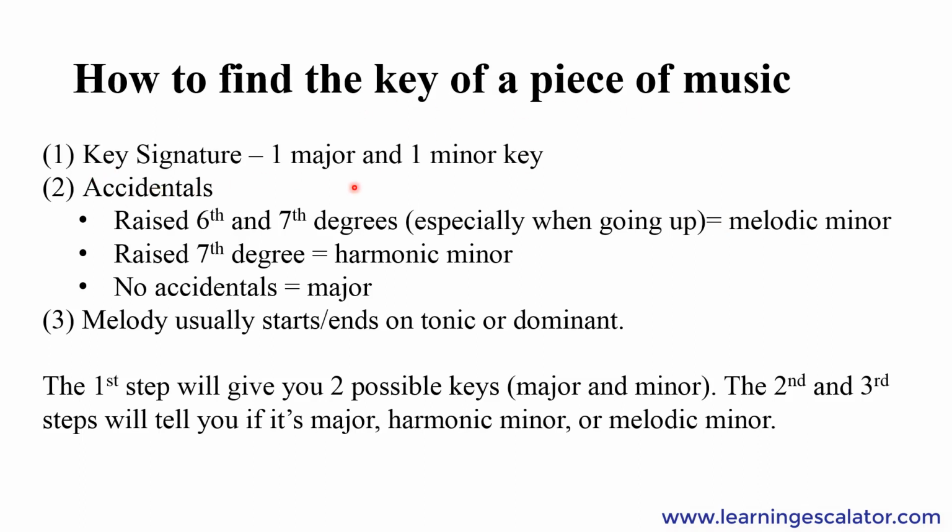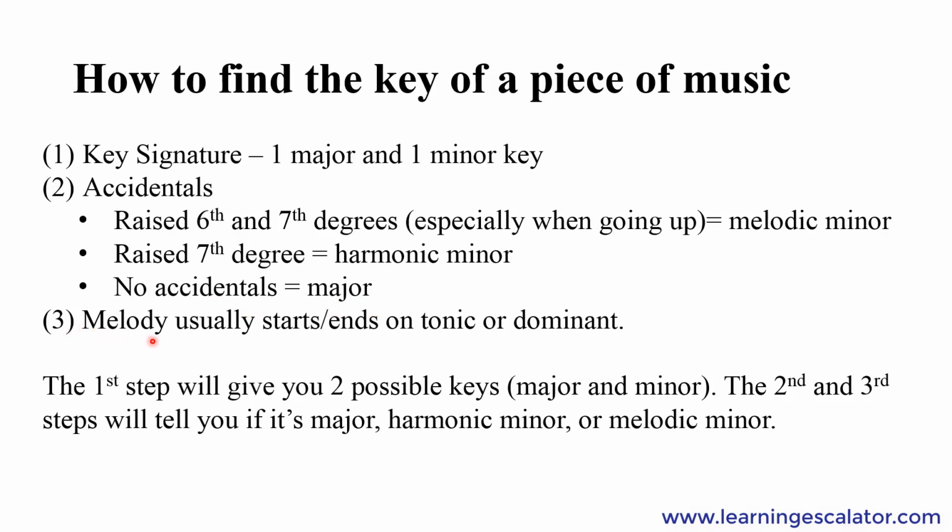1. Key signature. If you look at the key signature, you will find one major and one minor key. 2. Accidentals. When you see a raised 6th and 7th degrees, especially when going up, it means it's a melodic minor. When there's a raised 7th degree, it means it's a harmonic minor. And when there are no accidentals, it's a major.